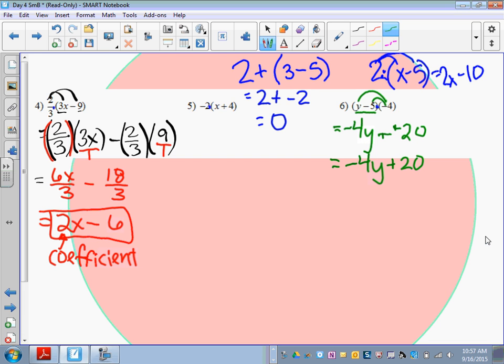You could have also thought to yourself here, negative 4 times negative 5 is positive 20. Add your positive. Okay, any questions on that?